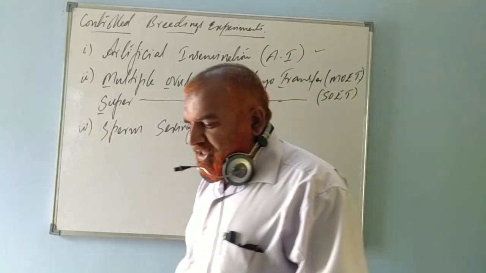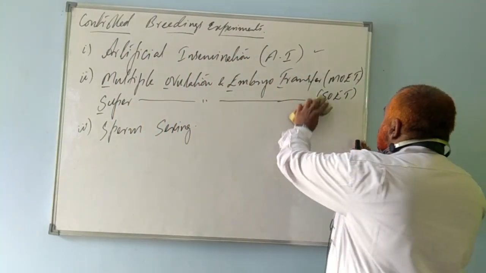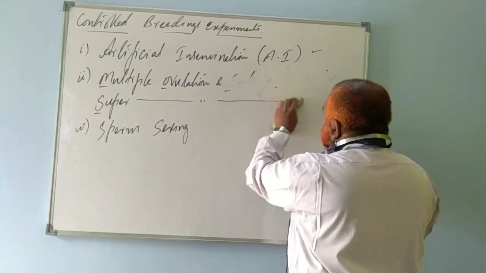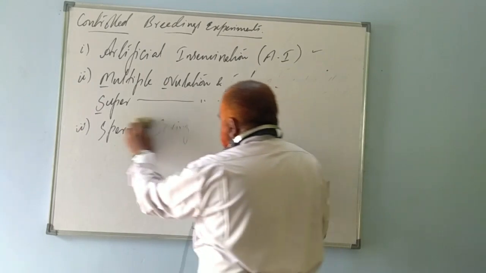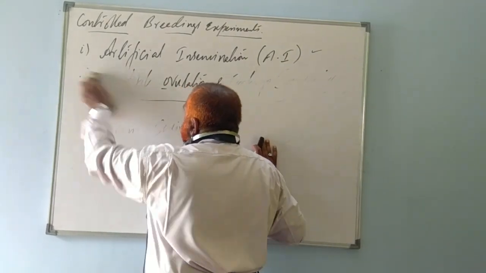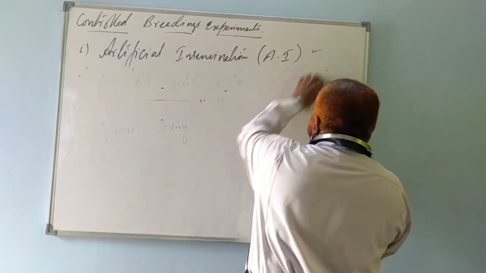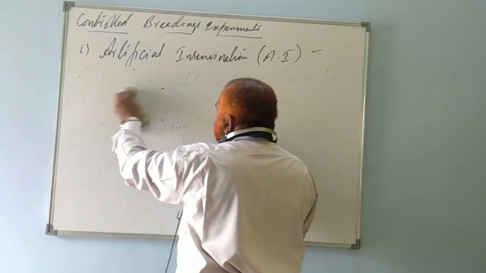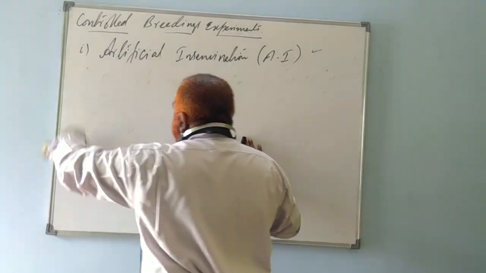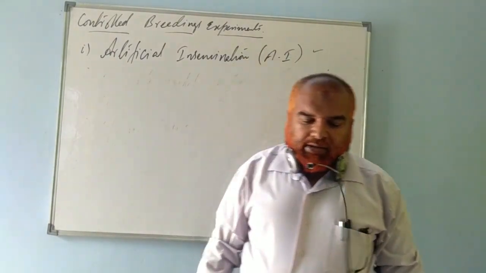Clear. So among them, the first technique is known as artificial insemination. As the name suggests, it is artificial. Here, the semen is quite natural. Only the technique is artificial, hence it is known as artificial insemination. What do you mean by insemination? This might have already come in your human reproduction chapter, but that is yet to be dealt with in online classes.